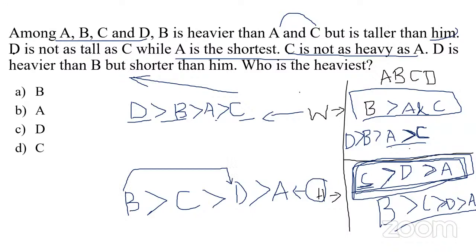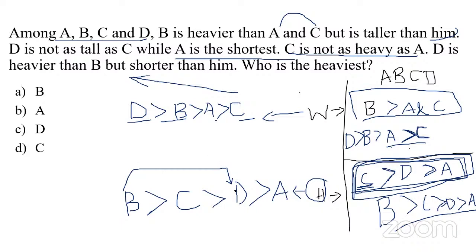Because C, they have given C. D is not as tall as C. So C is taller, D is shorter, right? D is shorter than C. Fine? Is this clear? Yes. Yes, ma'am. So that is how we want to arrange it.